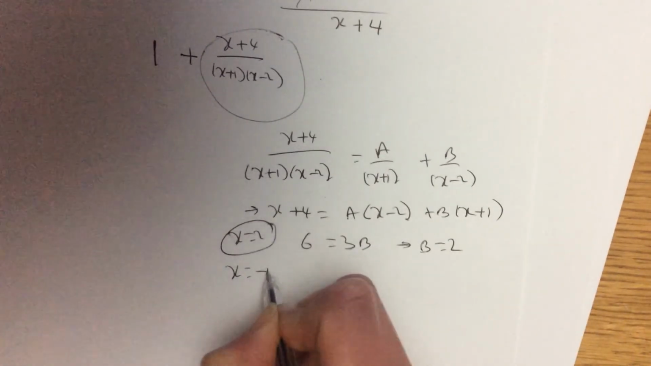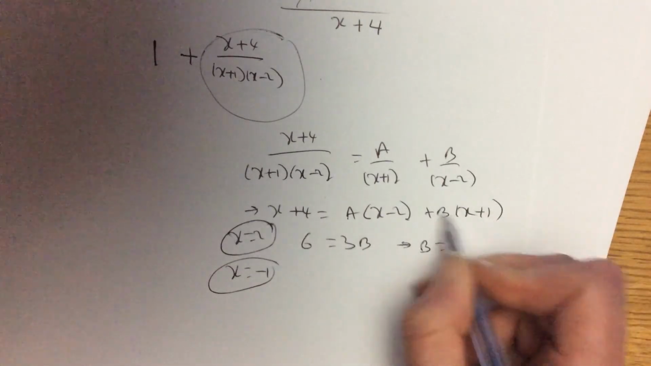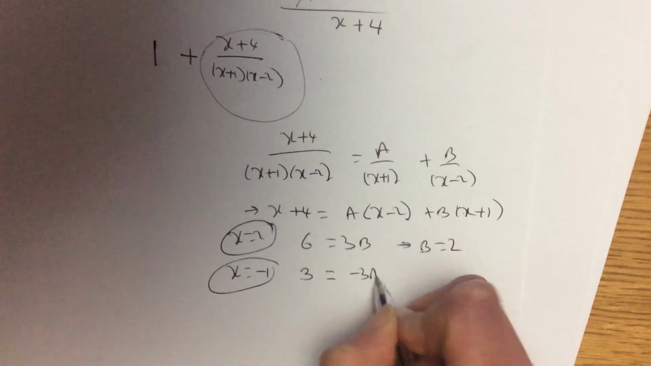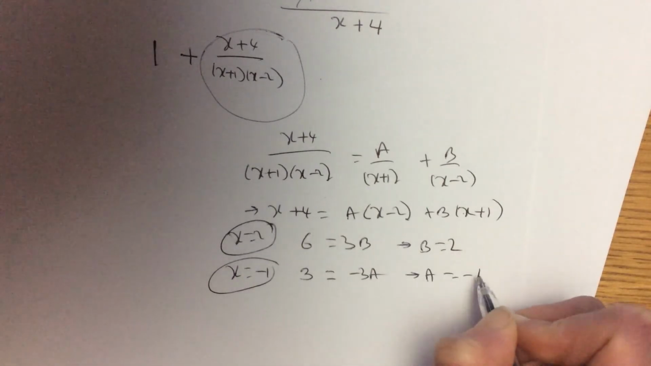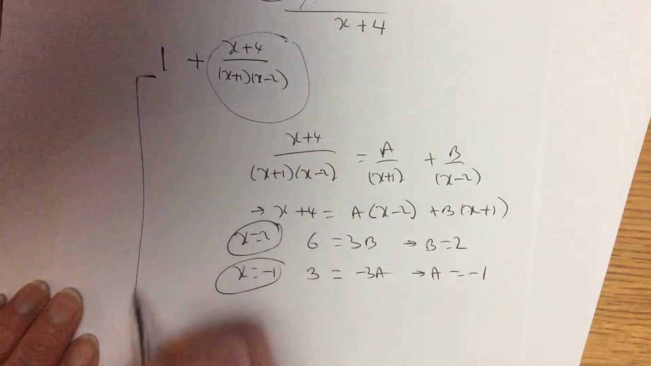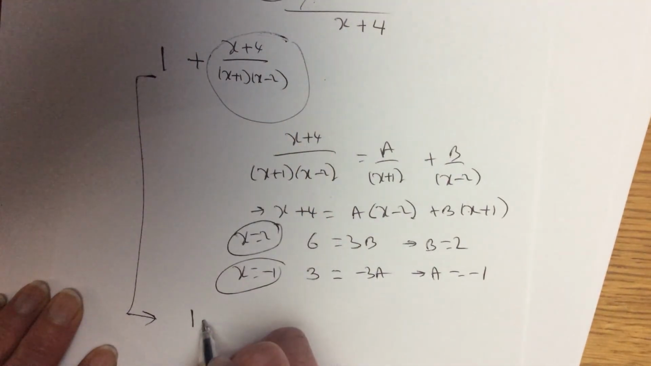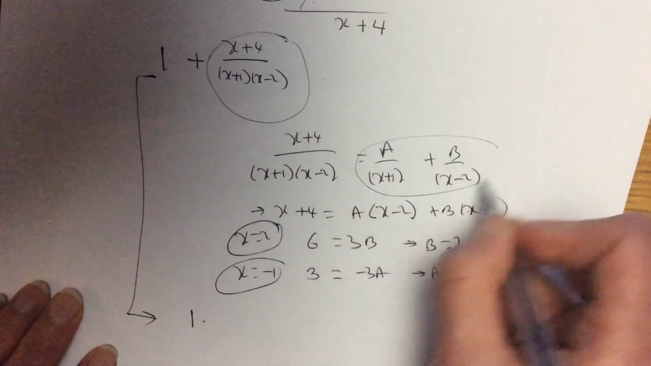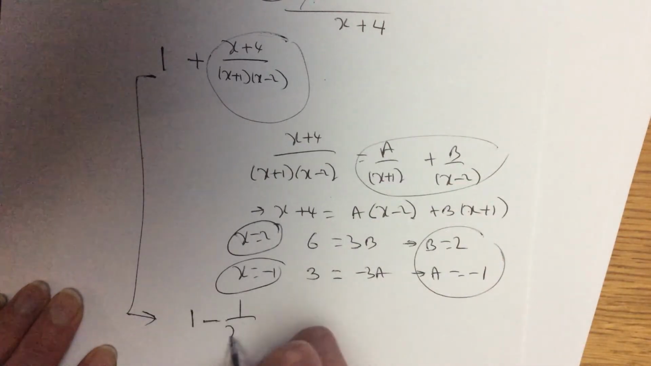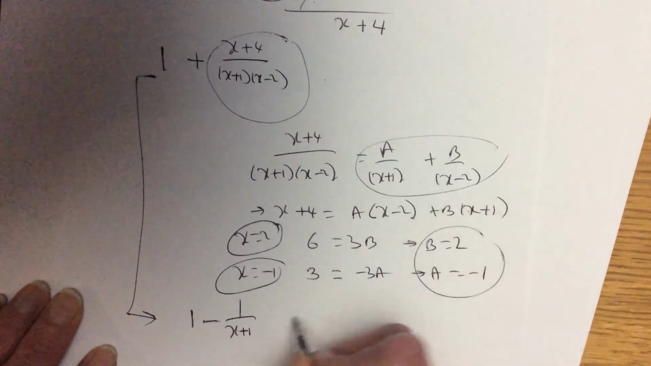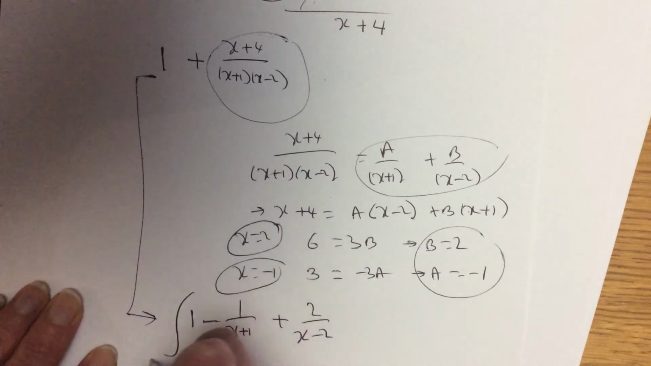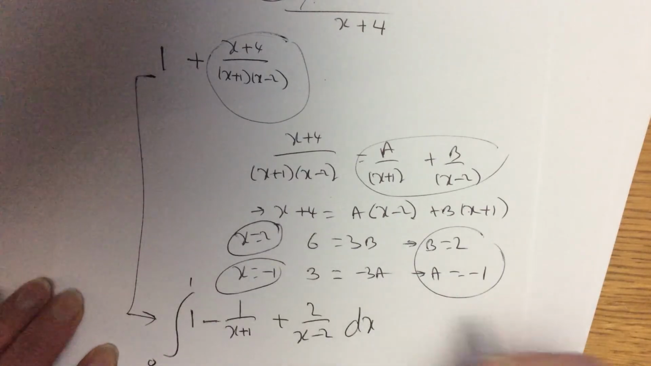And then choose x to be minus 1 for this one here. Minus 1 add 4 is 3, minus 3a, a is minus 1. So my integral is 1 plus your fraction. Here's all my wee bits here. So a is minus 1 over x add 1. B is 2 over x minus 2. And that's what I'm going to try to integrate.